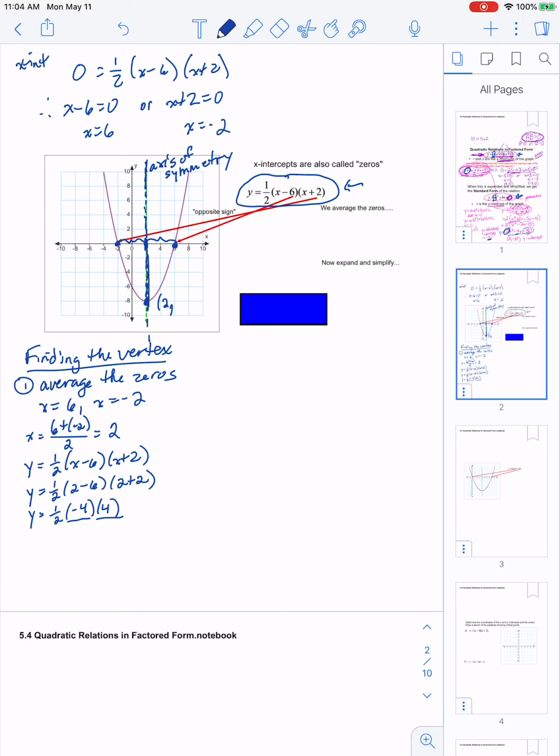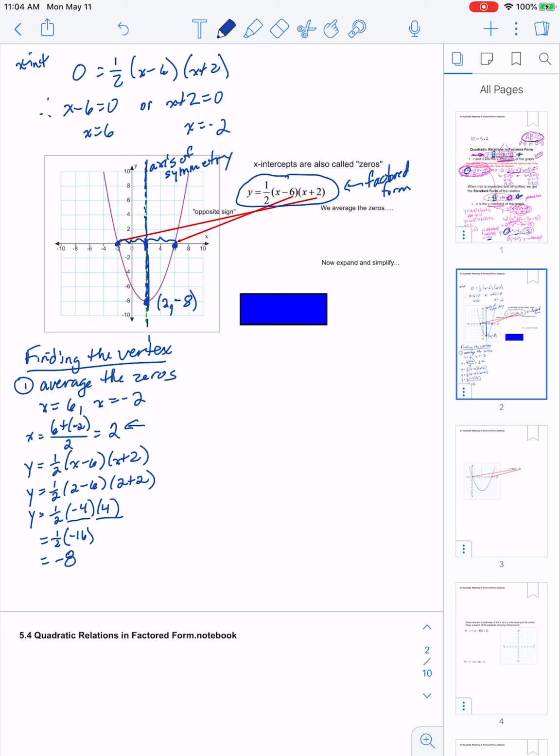So that should always happen if you have the correct x-coordinate for the vertex. And if it doesn't happen, you've done something wrong somewhere. You don't have the right x-coordinate. Okay, so this would be a half of -4 times 4, which is -16, which gives us -8. And we can see here on the graph that, yes, it definitely is -8. Okay, so that's how you find the vertex when you know what the zeros are, or when the equation is in factored form. Again, this is factored form.